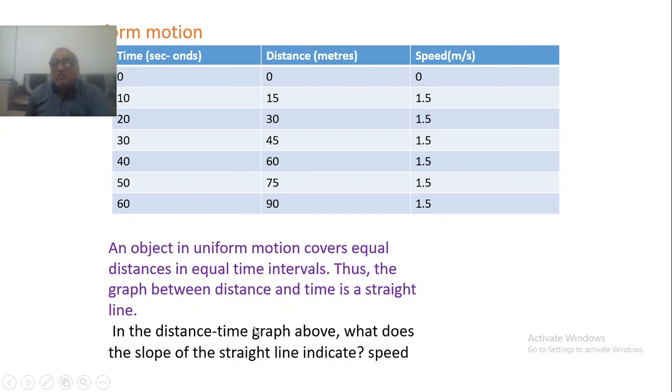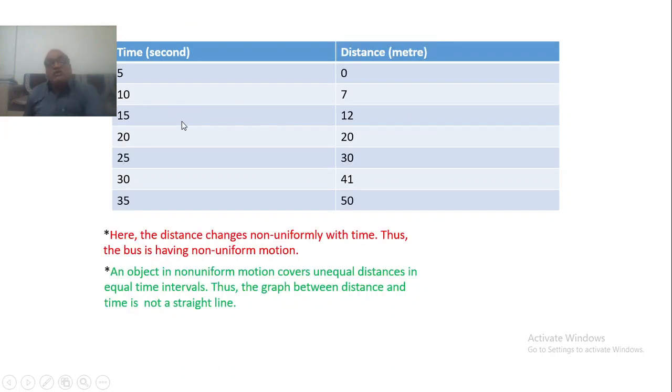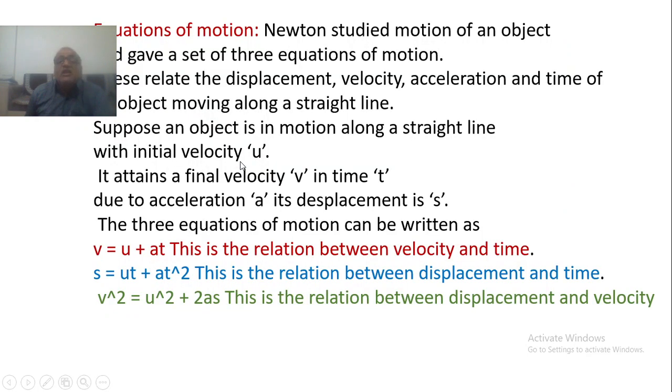In the distance-time graph, what does the slope represent? Slope is nothing but speed. Vice versa here: in the first 5 seconds it covers zero distance, the second 5 seconds 7 meters, the next 5 seconds 12 meters, the next 5 seconds 20 meters. That is unequal distance in equal intervals of time. Then we say that distance changes non-uniformly with time. Thus the bus has non-uniform velocity. An object in non-uniform motion covers unequal distance in equal intervals of time. Thus the graph between distance and time is not a straight line.